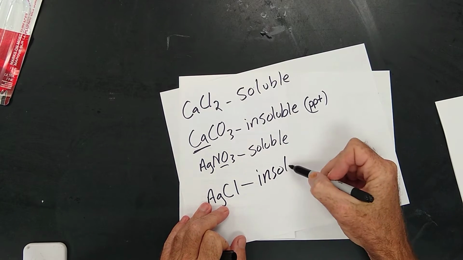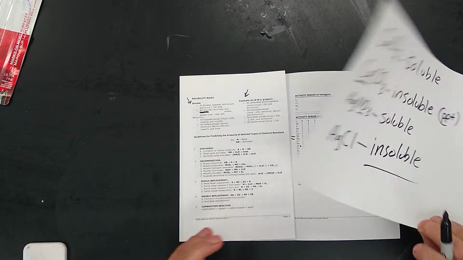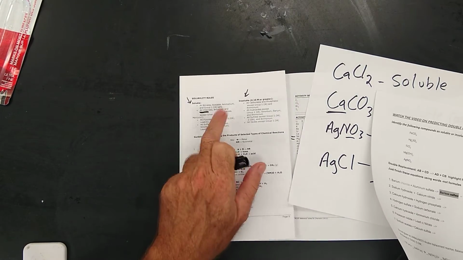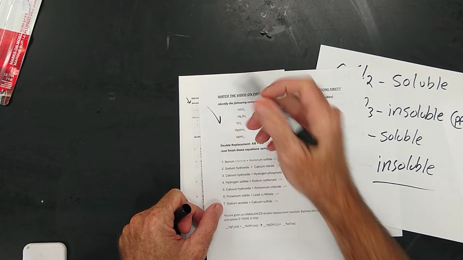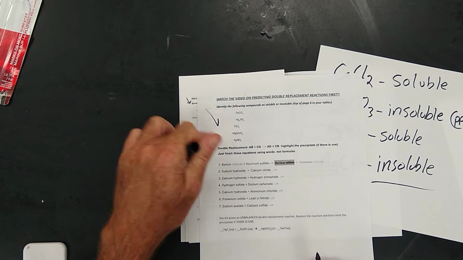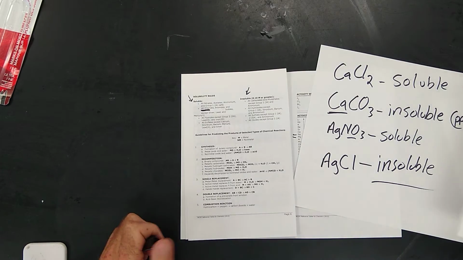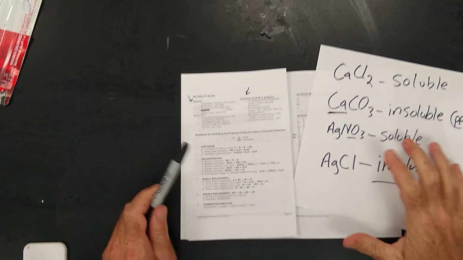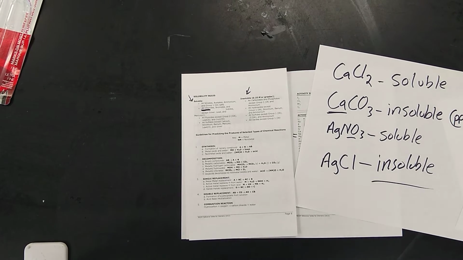Now, the first thing you really need to understand about this chapter is how to read the solubility rules. So that's how you do this first section of your worksheet. So now you should know how to do that. Maybe stop the video and do that section right now. Okay? The next thing, let's talk about what happens in double replacement reactions.